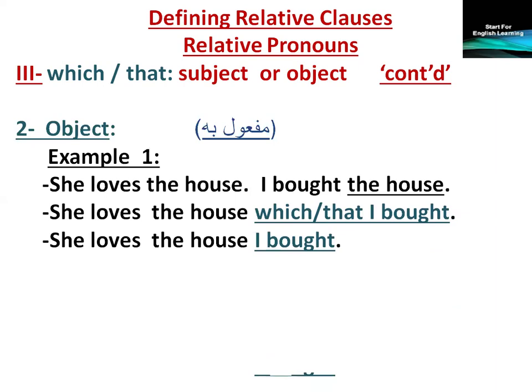Here in this case, we can remove which and that because they take the place of the object of the sentence. She loves the house I bought.